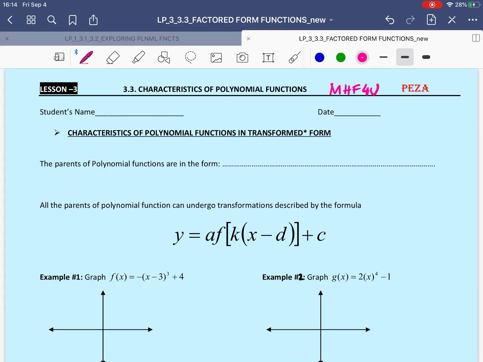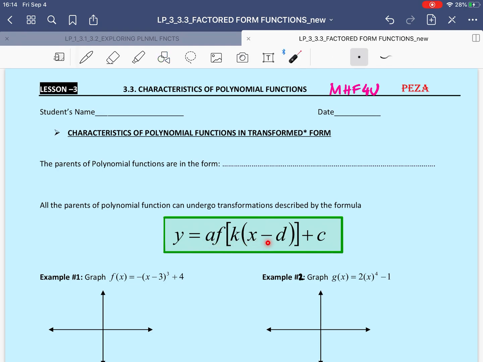So we're going to get started with the first method of graphing a polynomial function, a method you are familiar with, and that is by using the equation that describes the transformations of any function. y equals a f(k(x minus d)) plus c. And I hope you remember the meaning of each coefficient. a indicates the vertical expansion or compression. k is for horizontal expansion or compression. d is the horizontal translation. And c is the vertical translation.